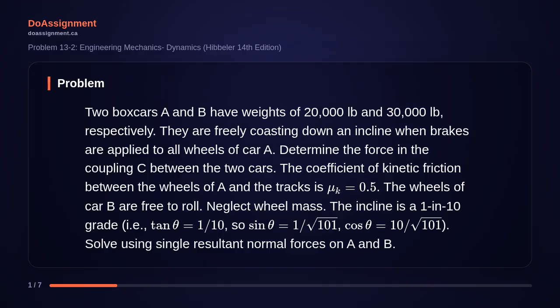Two boxcars A and B have weights of 20,000 pounds and 30,000 pounds respectively. They are freely coasting down an incline when brakes are applied to all wheels of car A. Determine the force in the coupling C between the two cars.